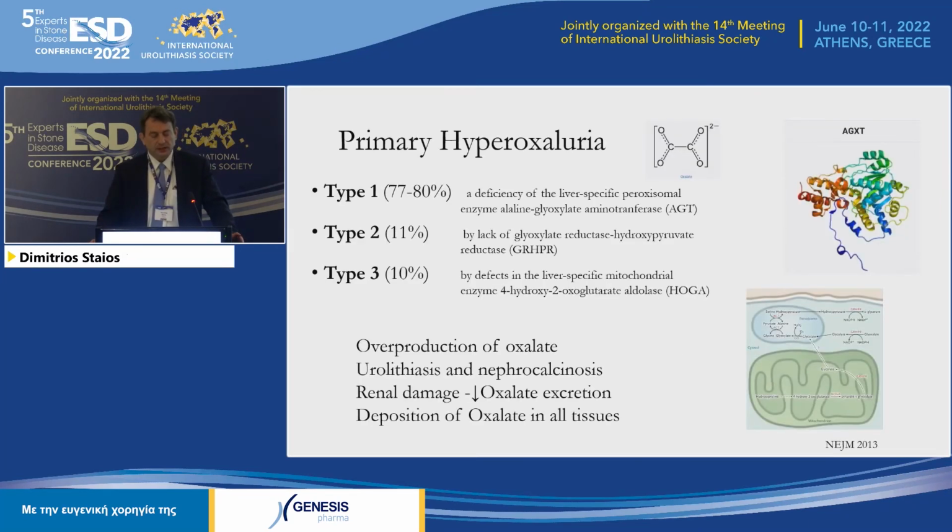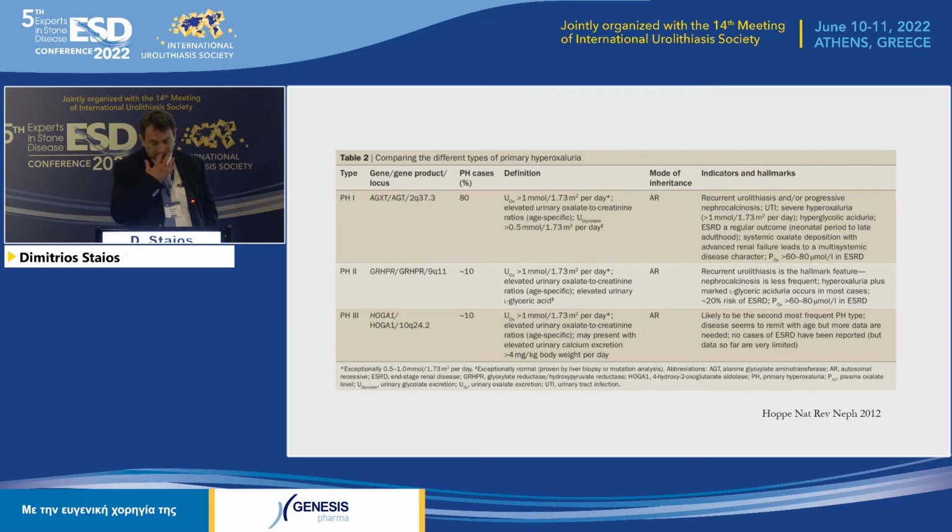Primary hyperoxaluria, as Dr. Stamatou mentioned, is an overproduction of oxalate that produces urolithiasis and nephrocalcinosis, which produce renal damage. The oxalate excretion drops, so we have deposition of oxalate in all tissues. The mode of inheritance is autosomal recessive.